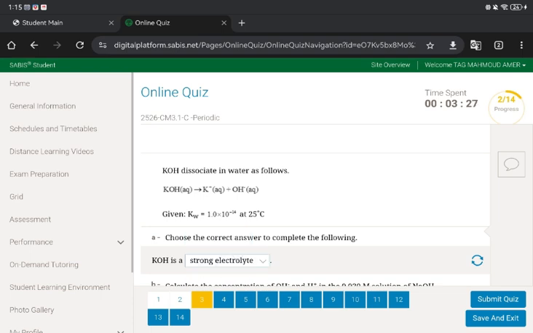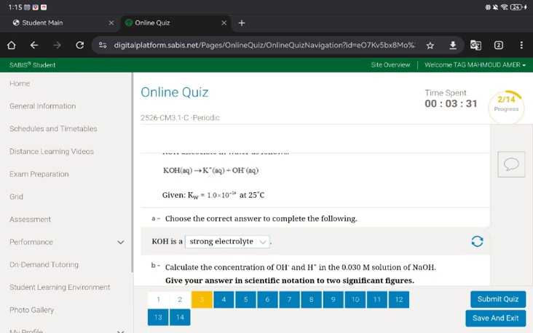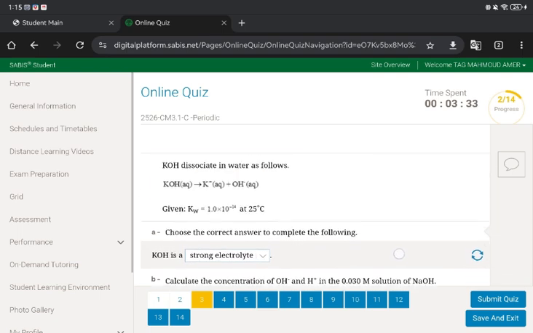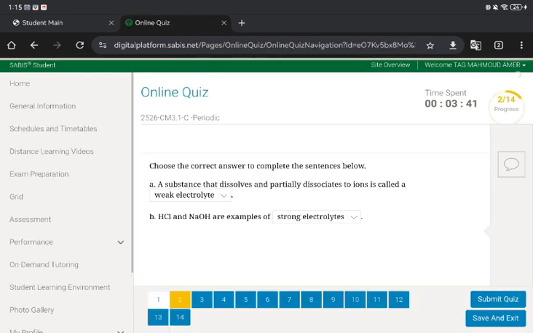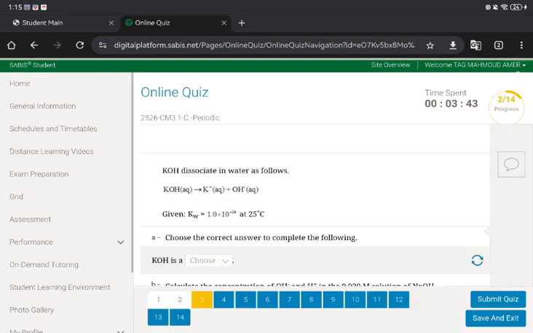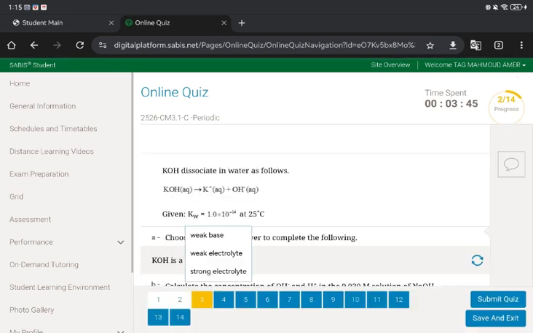This is a strong electrolyte. It's a strong base and a strong electrolyte. See, you can tell here, it's only one arrow. So you have to tell everything. They give you here that calculate. This is a different part. It's unrelated to the first one.